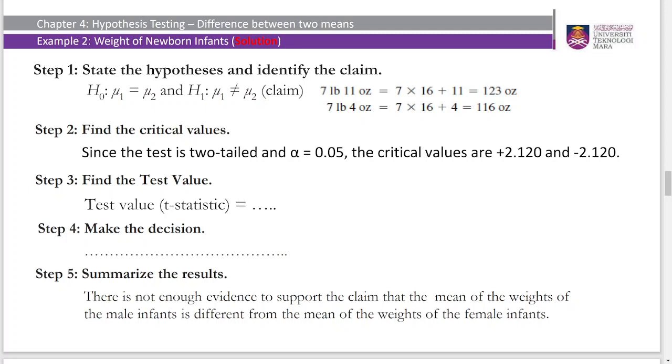So since the test is two-tailed and alpha equals 0.05, so you set the critical values. So how do you get the critical value plus 2.120 here? Because you know that your... mana tadi you punya nilai tu?